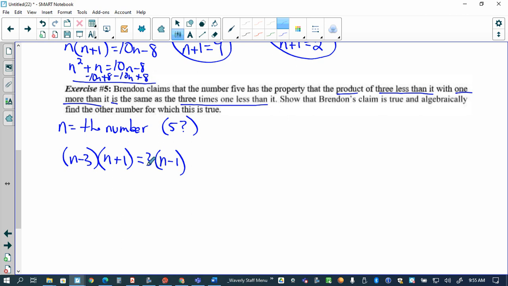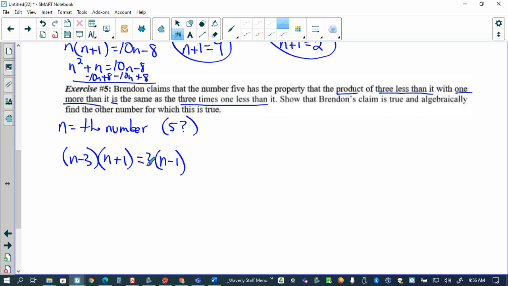Anybody confused about the setup here? It's pretty simple actually, if you take each of these one thing at a time. n minus 3 is just 3 less than it. Plus 1 is just 1 more than it. And this is just 3 times 1 less than it. You know what 1 more means? It means the thing plus 1. You know what 3 less than something is?